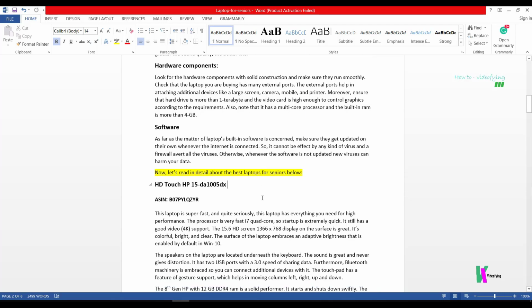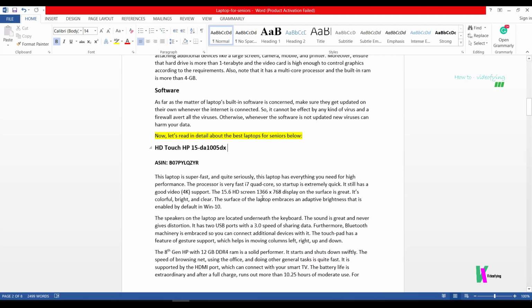So how do native speakers write these sentences to introduce the products and then start the review? We will show you 5 methods to write this sentence like a native speaker. So stay tuned.